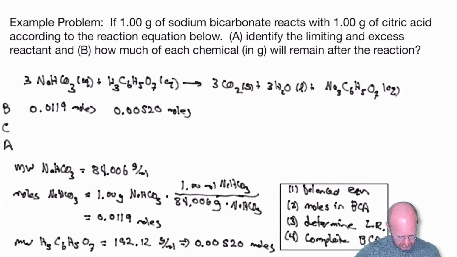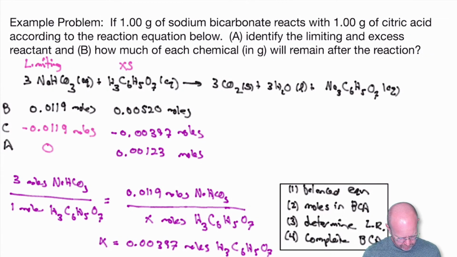Great. Now let's think about what our limiting reactant is. So I know that I need 3 times as much of the sodium bicarbonate as the citric acid in order to react. If I multiply the amount of citric acid here, 0.0052, by 3, that number is greater than the moles of sodium bicarbonate that are there. So there's not enough sodium bicarbonate to react with all of that citric acid. So I'm going to mark this as the limiting reactant, and this one's going to be the excess reactant. And then we're going to start filling in our BCA table.